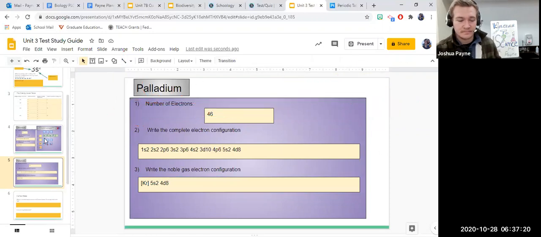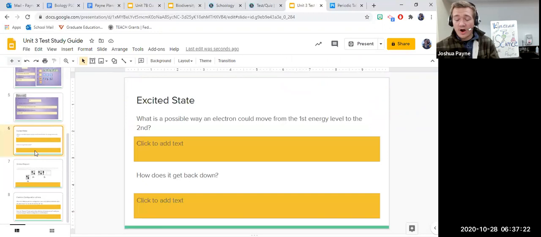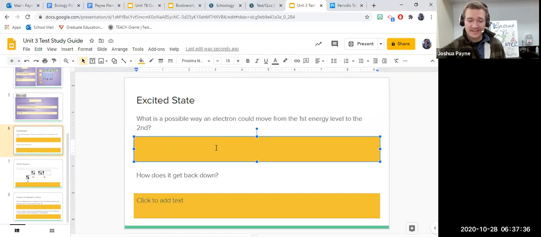All right, the excited state. Our excited state, what we're looking for is I want to make sure you guys understand what happens. How do we get an electron to jump up in energy level? And think back to our flame test. How did we get that electron to be excited? What did we do to that? Well, we added in energy.